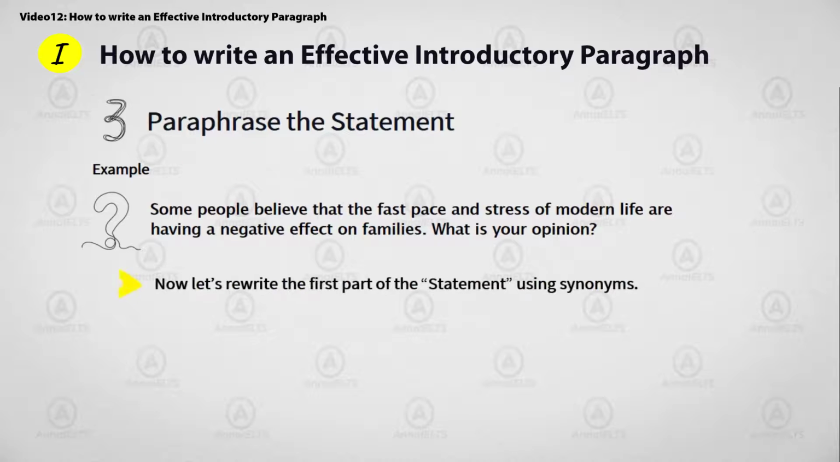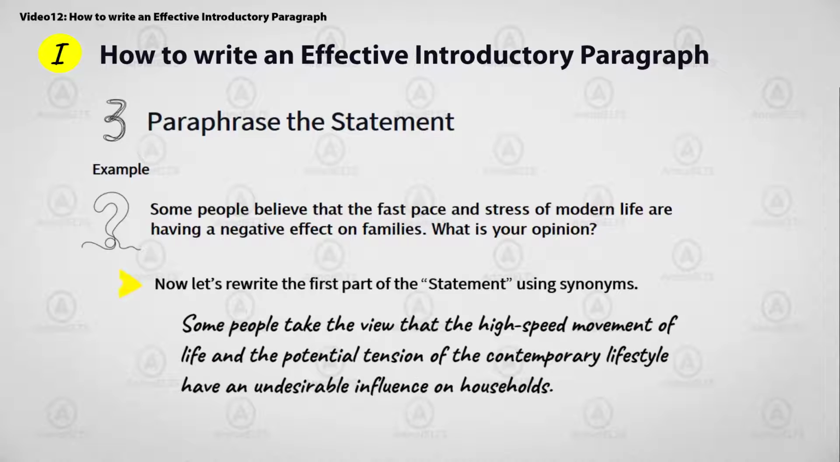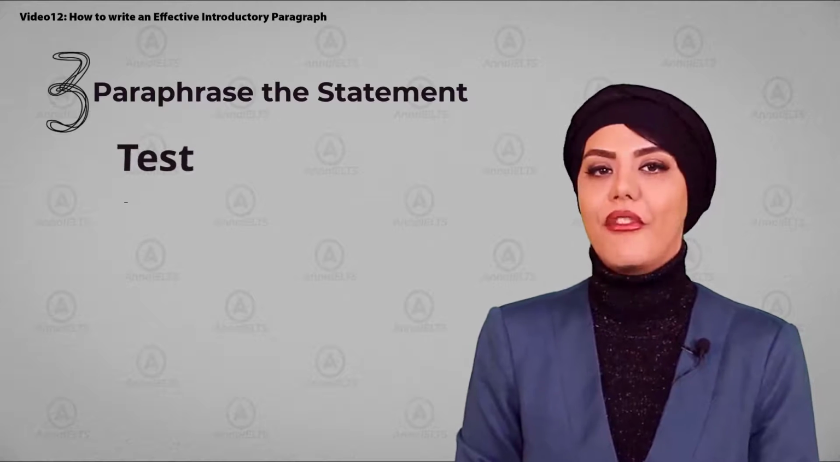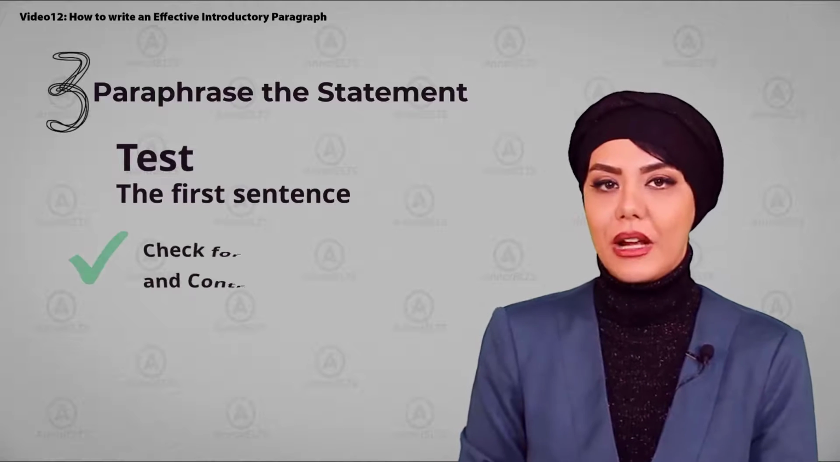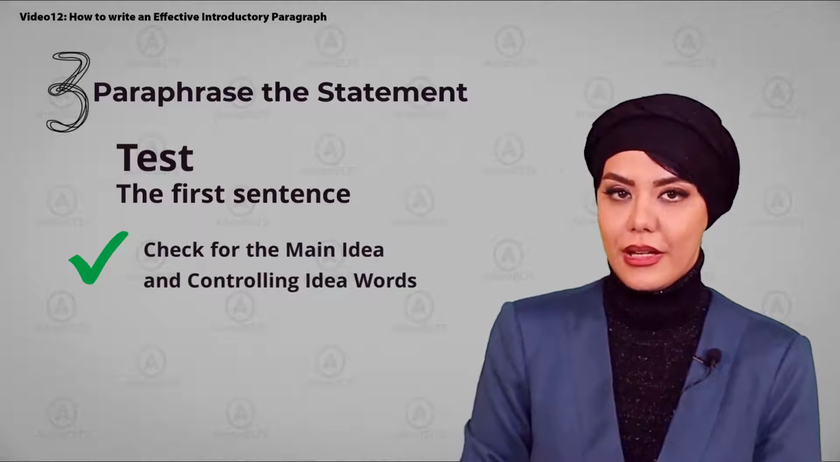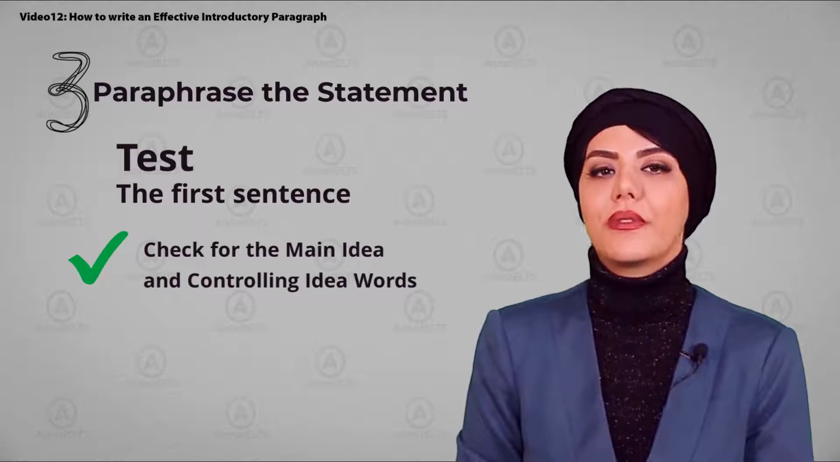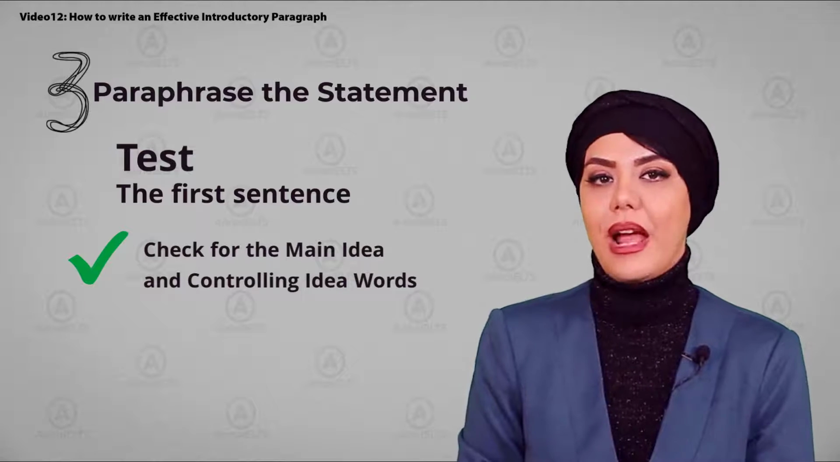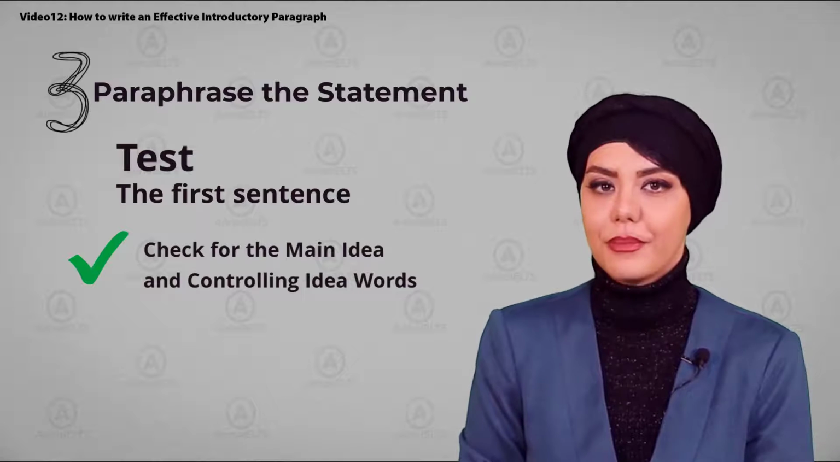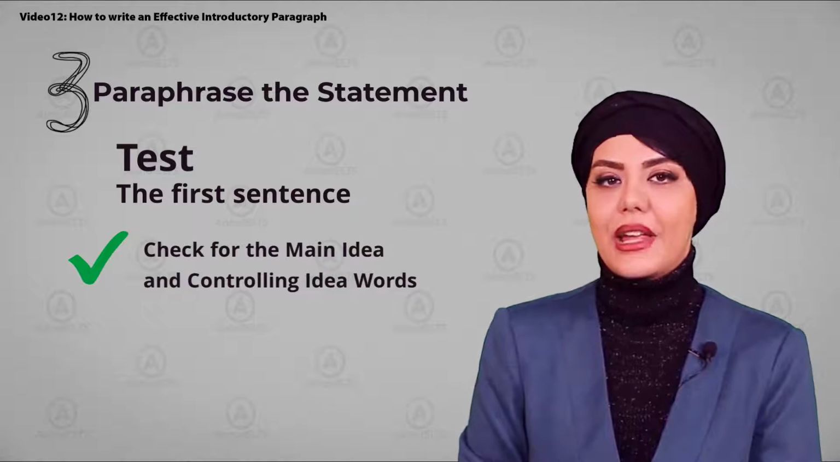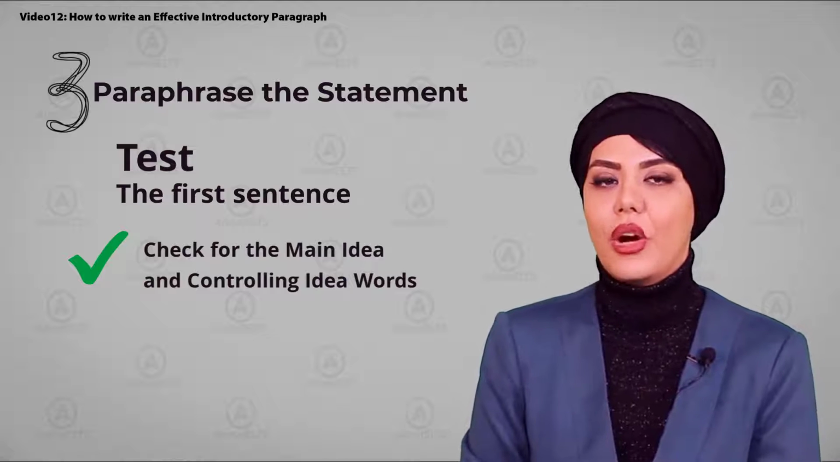Now let's rewrite the first part of the statement using synonyms. Some people take the view that the high-speed movement of life and the potential tension of the contemporary lifestyle have an undesirable influence on households. You can simply test the first sentence and check for the main idea and controlling idea words. If the result is similar to the result of task analysis, you can be sure that the sentence you have written is perfect. Let's analyze this sentence and extract main idea and controlling idea words.